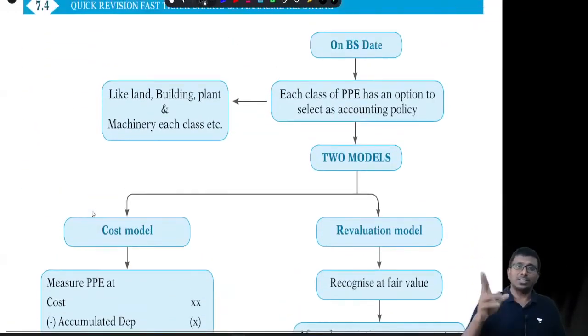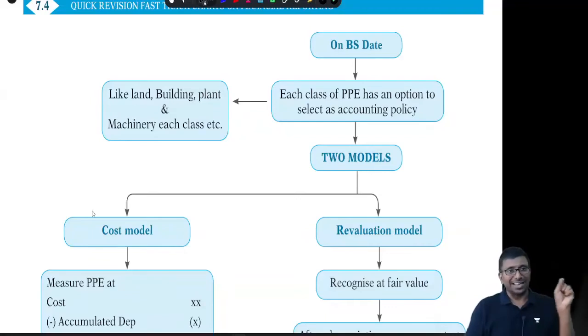And with respect to the second topic, that is on the balance sheet date. On the balance sheet date, with respect to each class of PPE, you have an option. Each class of PPE is based on the nature of the asset. Land is one class, building is another class, plant and machinery one class, furniture and fittings another class, vehicles another class, computers another class. Like that, many classes of fixed assets will be there. For each class, we can choose one model. There are two models available: one is cost model, another is revaluation model. You can choose whichever you want.